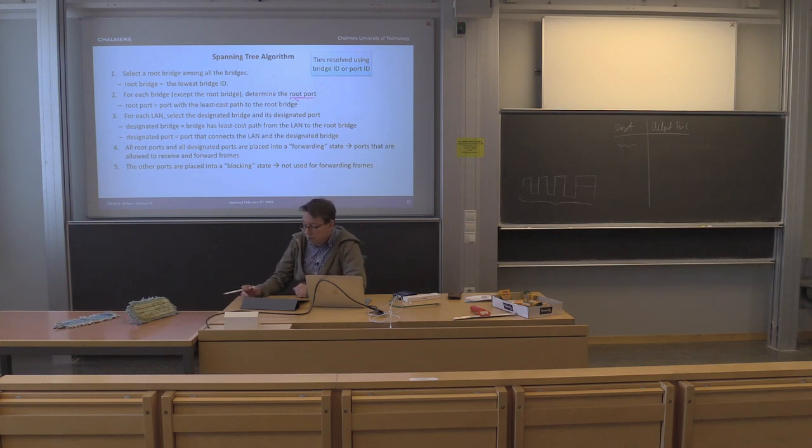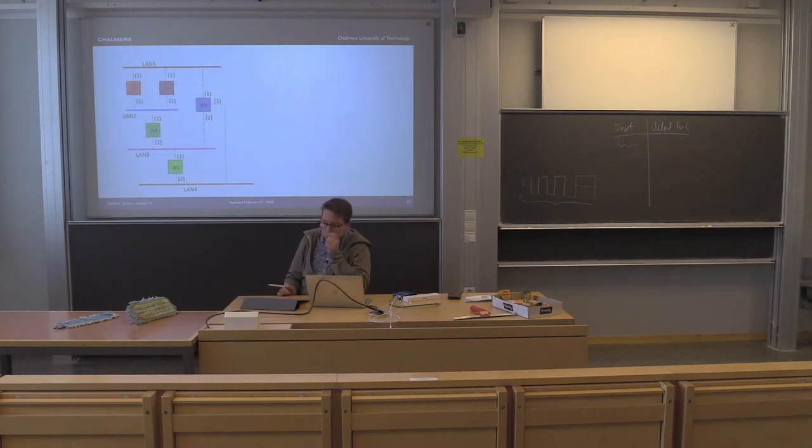So let's do an example here and see how this works. We have our 4 LANs here, and for each bridge we have an ID: 1, 2, 3, 4, and 5. Simplified, we can think of 1, 2, 3, 4, 5 as the MAC addresses of these bridges. And each bridge has port IDs. Bridge number 3 has 3 ports, 1, 2, 3. Bridge 2 only has 2 ports and so forth. So we have bridge IDs and port IDs.